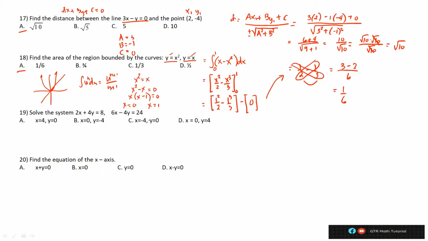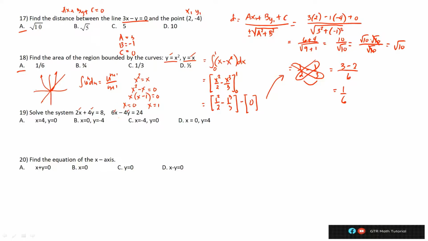Okay, so next, number 19. Solve the system 2x plus 4y equals 8 and 6x minus 4y equals 24. So marami tayong ways para isolve ito. Pero parang pinakamadali, pag nag-solve kayo ng system of equations, tingnan nyo yung mga coefficients. 2x, 4y. Sa kabila, 6x, negative 4y. So di ba parehas silang may 4y.